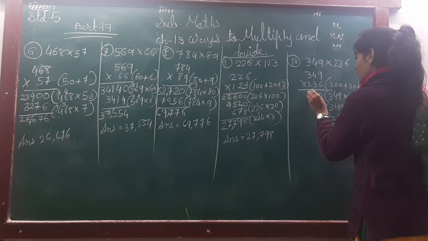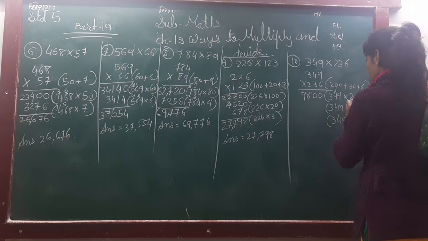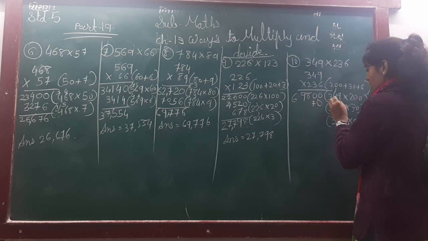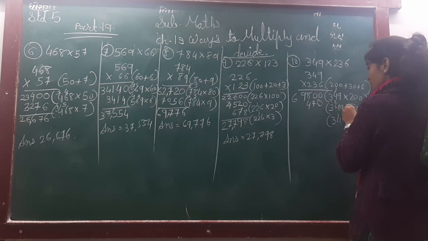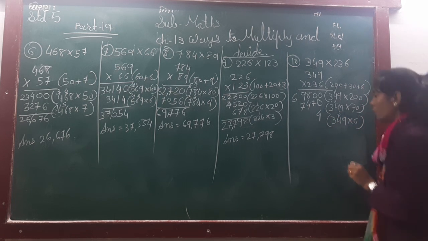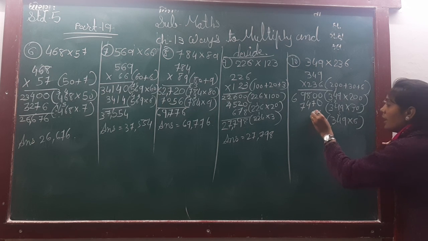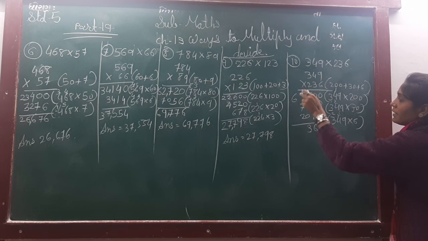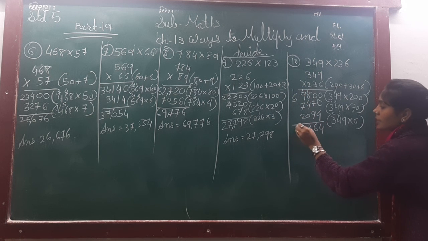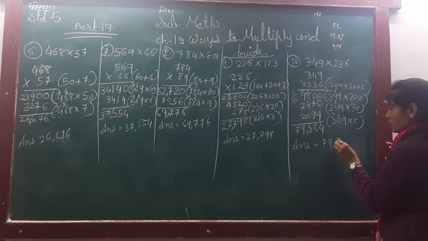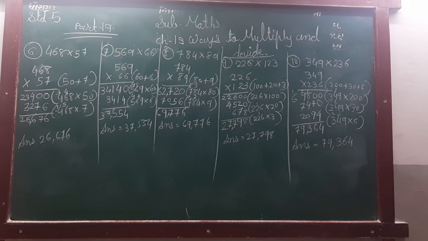20, 9 2 is 18, 2 4 is 8 and 9, 2 3 is 6, 1 0, 3 9 is 27, 3 4 is 12, 13 14, 3 3 is 6 and 7, 6 9 is 54, 6 4 is 24, 25, 26, 27, 28 and 29. 6 is 18, 19, 20. 4, 16, 12 and 13, 9 and 10, 17, 18, 19, 6 and 7, 79,364. Chalo, likho.